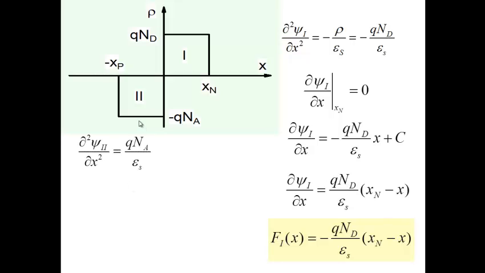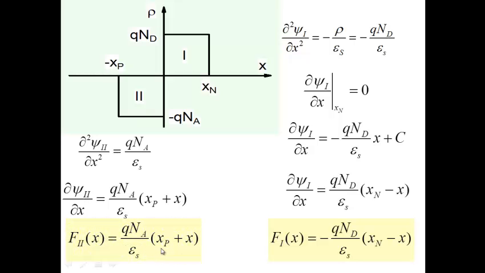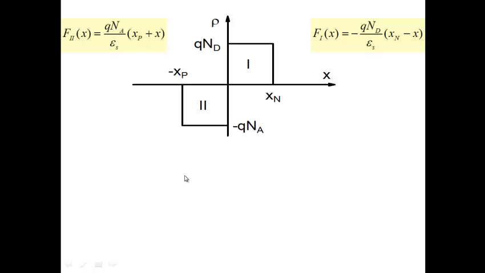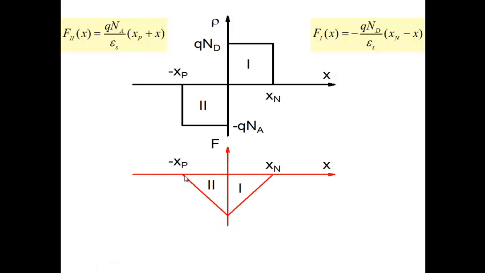Similarly, here we have Poisson's equation. We integrate it once, and we get the field here, and similarly the field here can be written in this manner. So straightforward, field here and field here, just integrating it once. The way it looks is the following. You can see here the field is changing linearly with x.